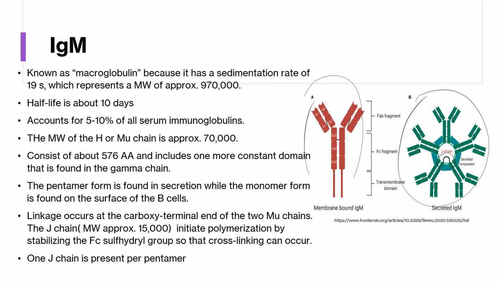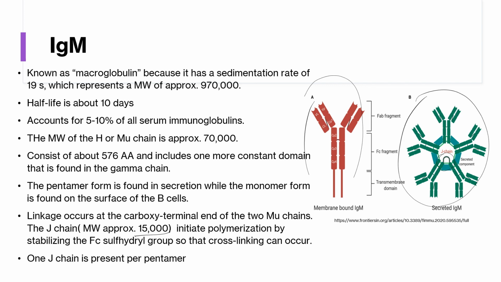Linkage actually occurs at the carboxy terminal end of two of the mu chains, and it appears that the J chain may initiate polymerization by stabilizing the Fc sulfhydryl groups so that cross-linking can occur. Now, the molecular weight of the J chain is approximately 15,000, and one J chain is present per pentamer.